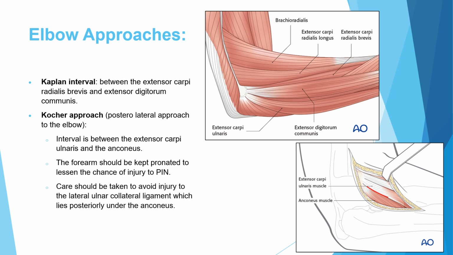So two intervals, Kaplan and Coker. Coker is the classic one. It's more posterior between the anconeus and the ulnaris. The disadvantage is you're coming very close to the ulnar collateral. You can go slightly more anterior. However, you're coming close to the posterior interosseous, but you're staying further away from the ulnar collateral. In all lateral approaches to the elbow, keep the forearm pronated through the whole procedure to get the posterior interosseous away from your field.